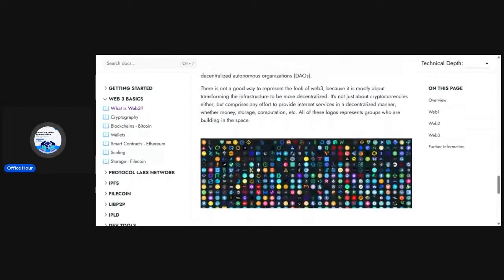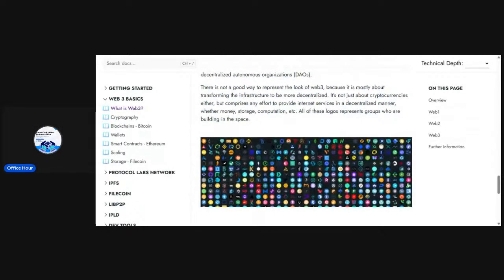These are some of the groups building in the space. You all can be part of this. That's why we're driving you, so that you can have your own products here, your own solutions, your own works here. So these are the guys contributing. It's not about cryptocurrency.